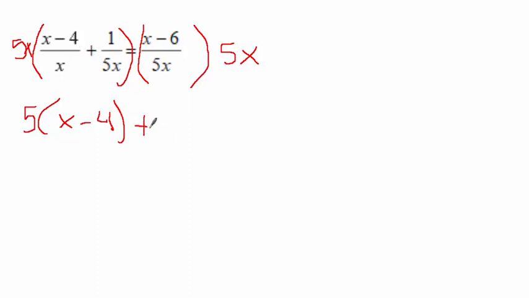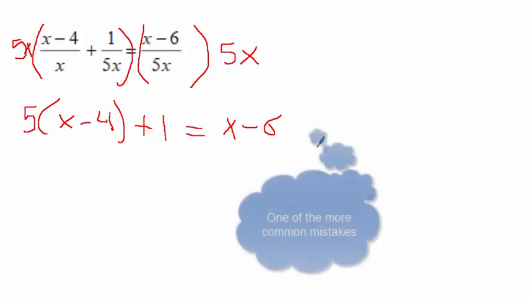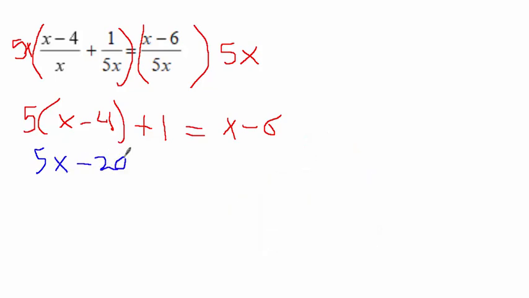Now I have a plus sign. Least common denominator again. 5x divided by 5x gives me 1. 1 times 1 is 1. 5x divided by 5x gives me 1. So because I'm not multiplying this by anything, I didn't write parentheses around it. Now, distribution. So I have 5x minus 20.